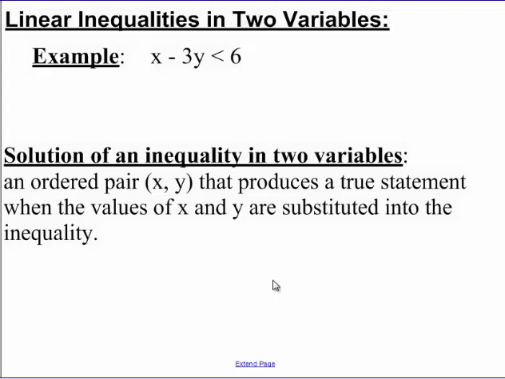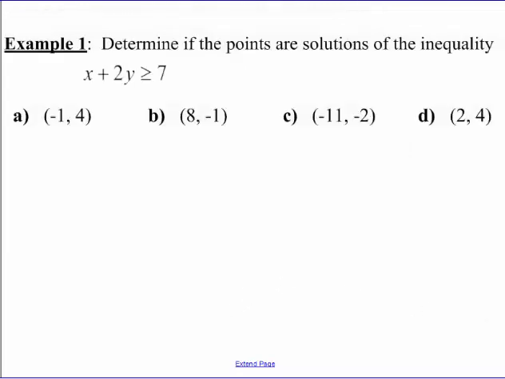So we'll do an example of this. Here's an example. It says, determine if the points are solutions of the inequality. When you do this, you must check all four of the points. Okay, so (-1, 4) is our first ordered pair. We're going to substitute -1 into x plus 2 times 4, y is the 4 value, is greater than or equal to 7.